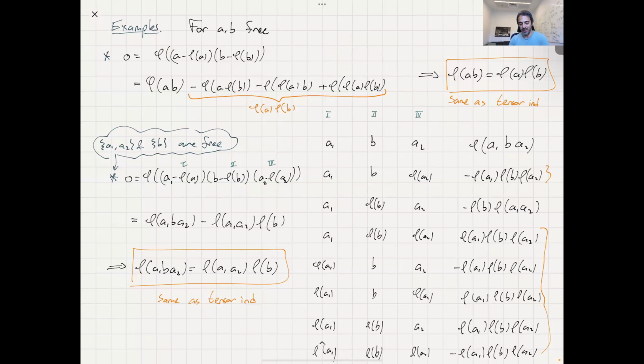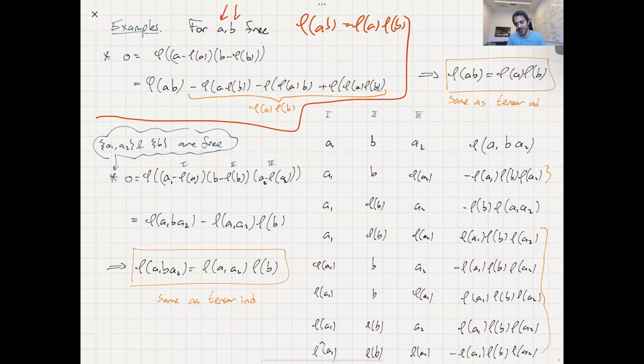Now in the live class, I actually considered several examples, but I think that the first very simple example was missed because of the audio failure. So let me just do it here. This is a very simple example. Let's assume that A and B are free, which again means that the algebras generated by them, 1A and 1B, are free as subalgebras. Then I claim that phi of AB is phi of A times phi of B. Okay, like in the tensor case.